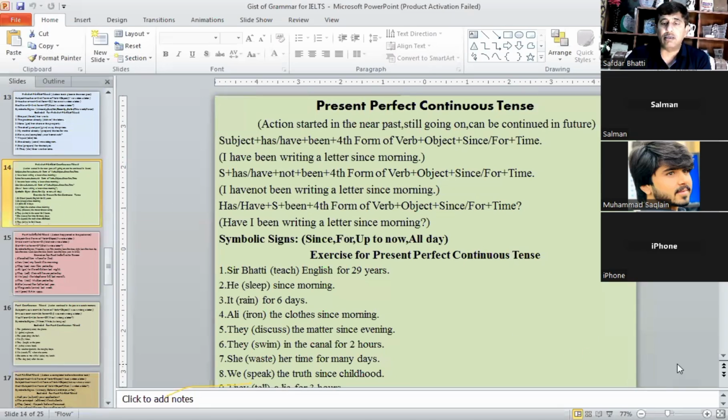And the next tense is present perfect continuous tense. It tells us about the action starting in the near past, still going on, and can be continued in the future. The structure is subject, has/have been, fourth form, object, and since/for time. I have been writing a letter since morning. I have not been writing a letter since morning. Have I been writing a letter since morning? And the symbolic signs are since, for, up to now, and all the day.